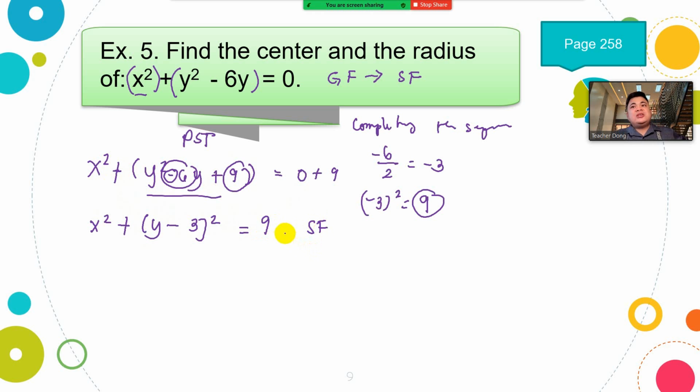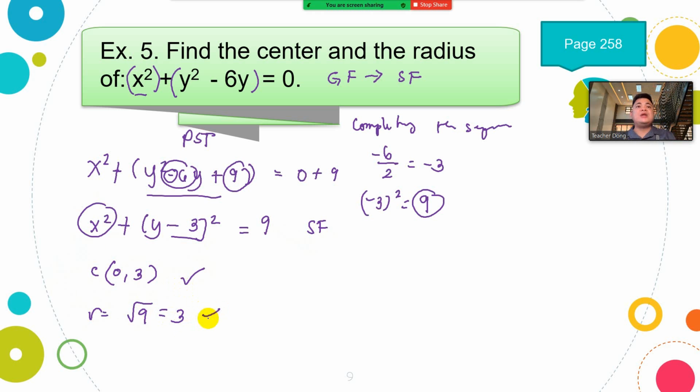So, question: Teacher Dong, are we now able to get the center and the radius? Yes. The center is: h is 0, and k is positive 3, the opposite of negative 3. Now, how about your radius? Your radius is the square root of 9, which is 3. So your center is (0, 3), and your radius is 3.